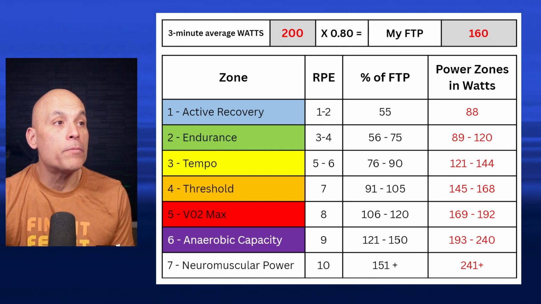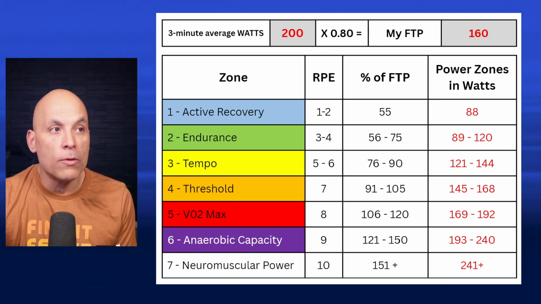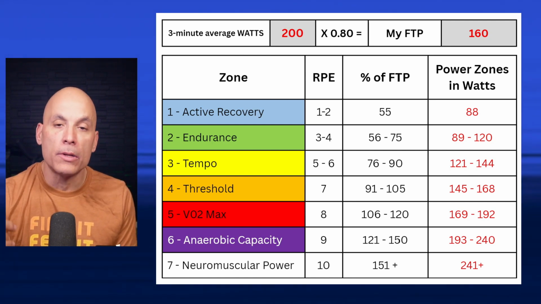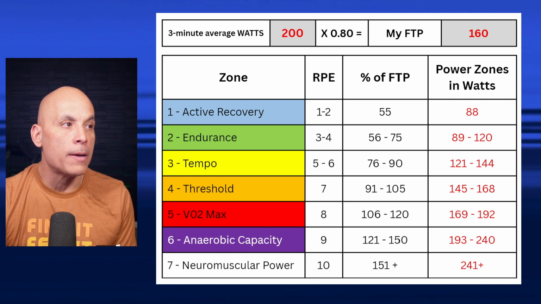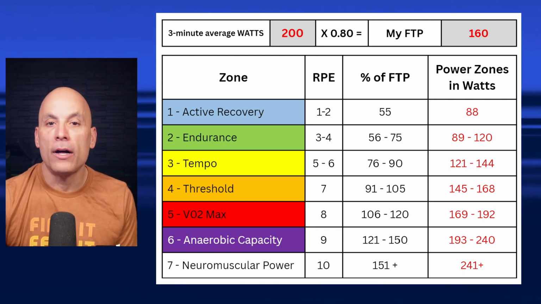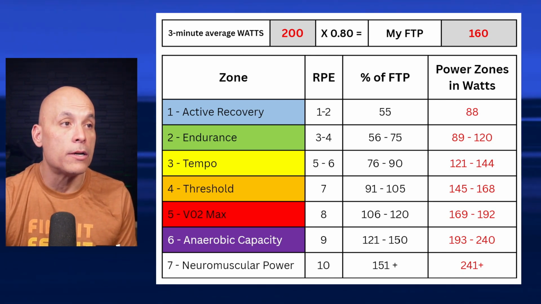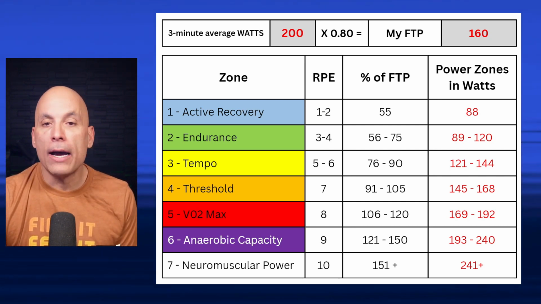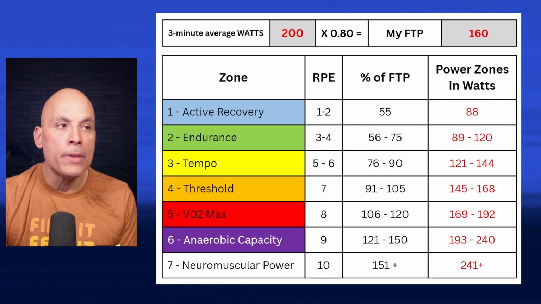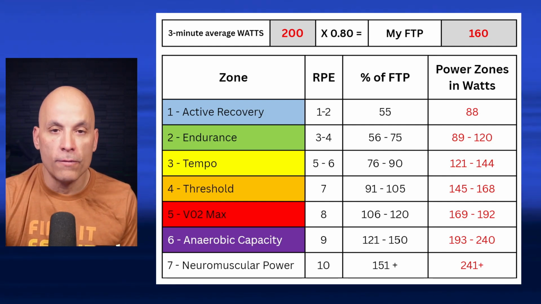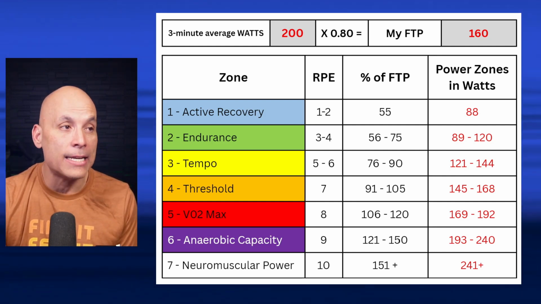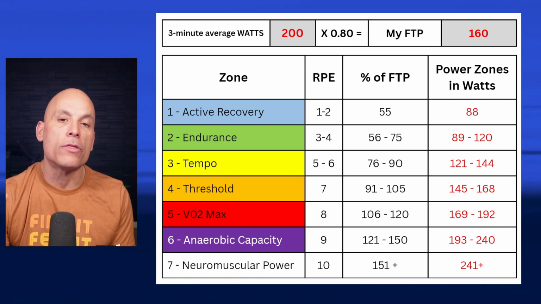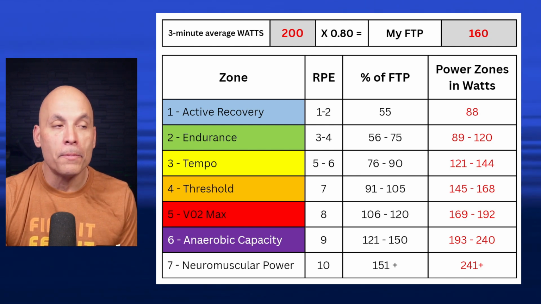So 55% of 160 watts is 88. That would be my active recovery. 88 watts and below is active recovery. You go into your endurance. If I call out zone 2, then you're going to want to find 89 to 120 watts. If I say, all right, we're going into that tempo place, right? 120 watts to 140 watts is where you're going to want to maintain to be in tempo. And again, threshold is 100% of your functional threshold power.